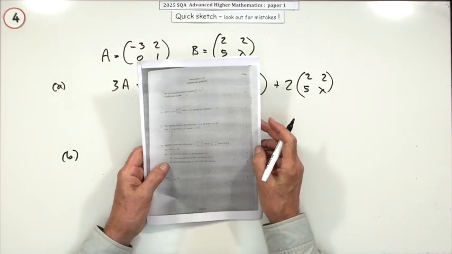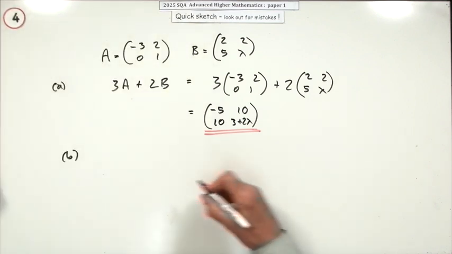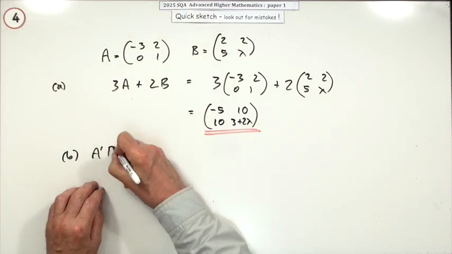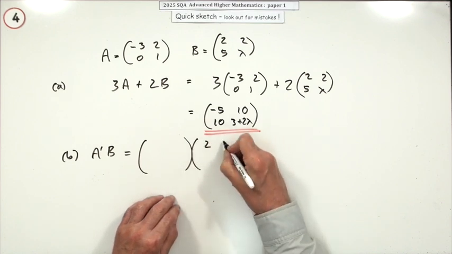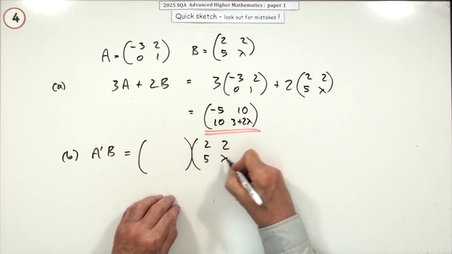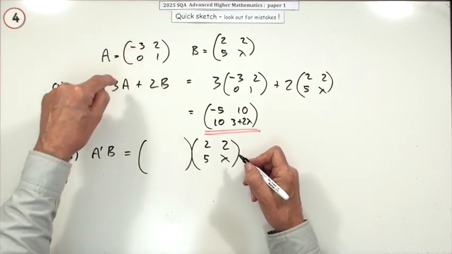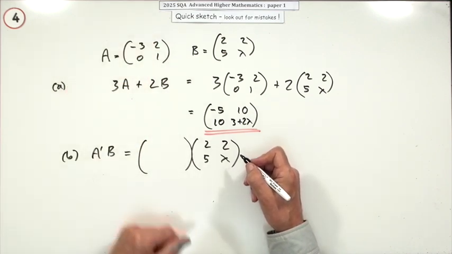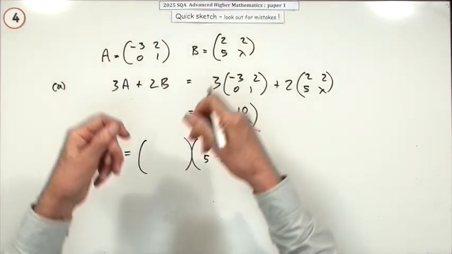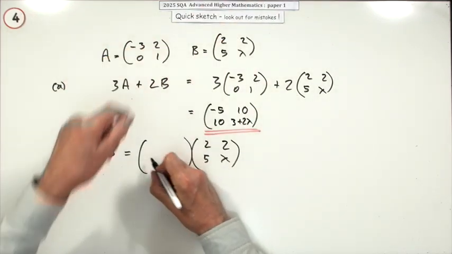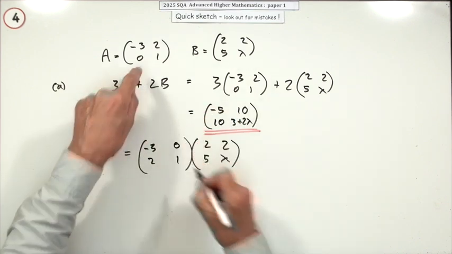Now part B says, find A dashed B, where A dashed is the transpose. So I want A dashed B. It's going to be a product where I'm leaving B alone, but I want the transpose of this. This is where you change the rows into columns. The first row becomes the first column, the second row becomes the second column. You just lift them up from the line and stand them on end. So -3, 2, and same with the other, 0, 1.